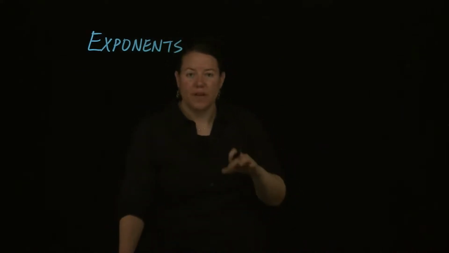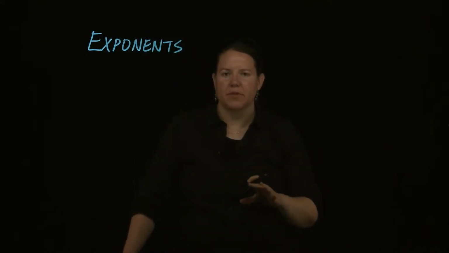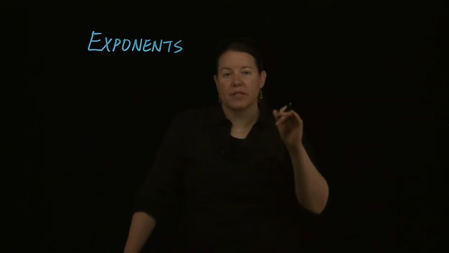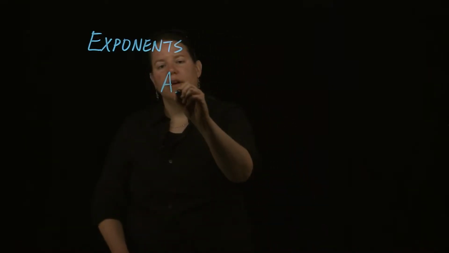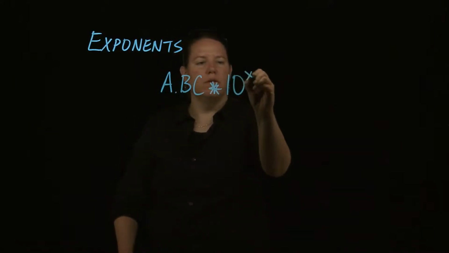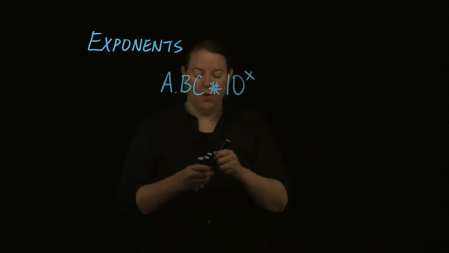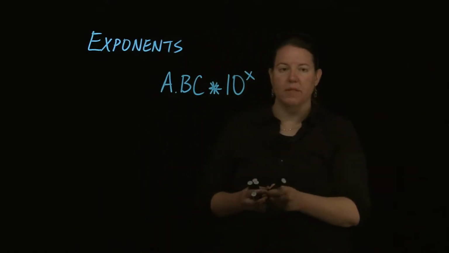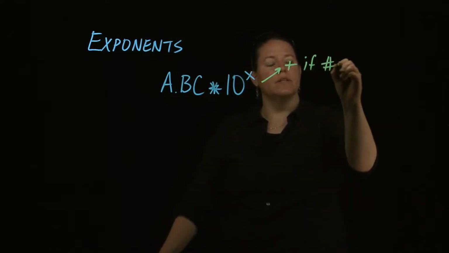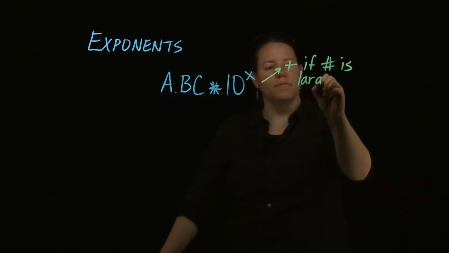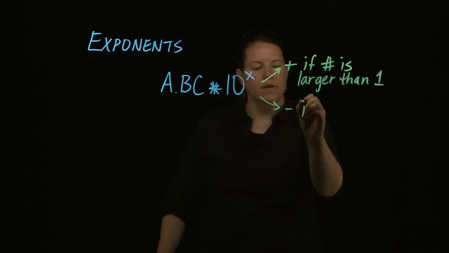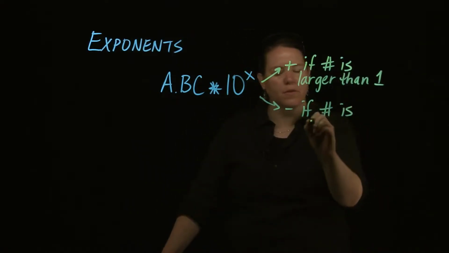Now, throughout chemistry, and maybe in previous lectures you've looked at, we talk about scientific notation. Scientific notation has the general look of some number of significant figures times 10 to some exponent. That exponent is positive or negative. It's positive if the number is larger than 1, and it's negative if the number is smaller than 1.